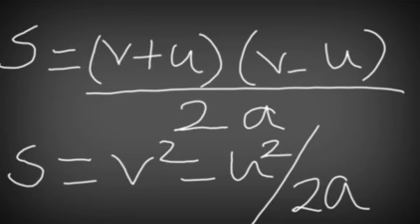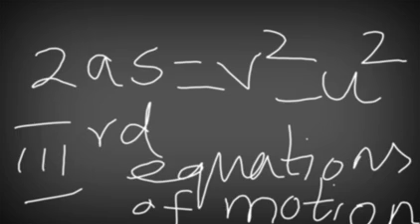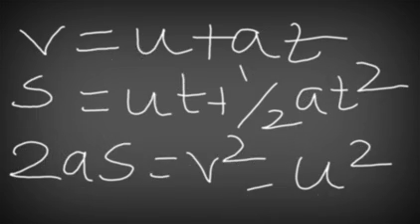So S is equal to (V plus U), and in the place of T, we have substituted (V minus U) by A, again divided by 2. So S is equal to the (a plus b)(a minus b) formula, it looks like. So S is equal to (V squared minus U squared) by 2A. You can bring 2A to this side. So 2AS is equal to V squared minus U squared. This is called the third equation of motion. Here A is acceleration, S is distance covered. So, dear ones, the first, second and third equations are here.